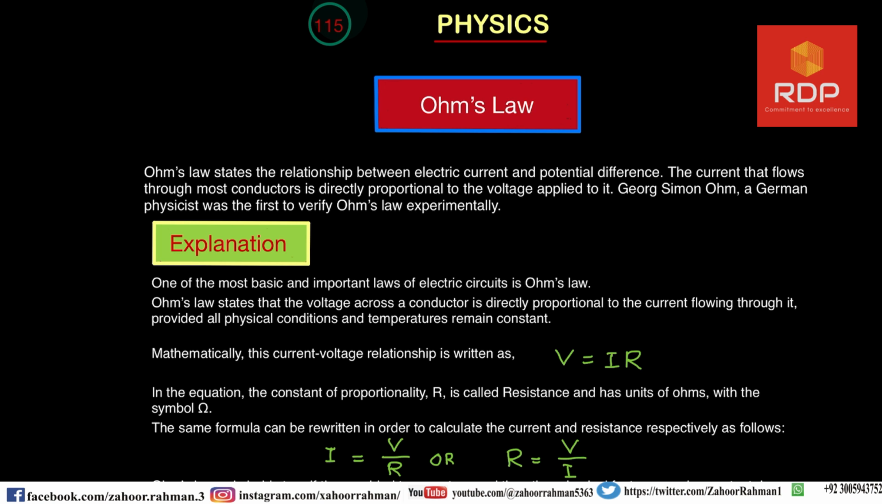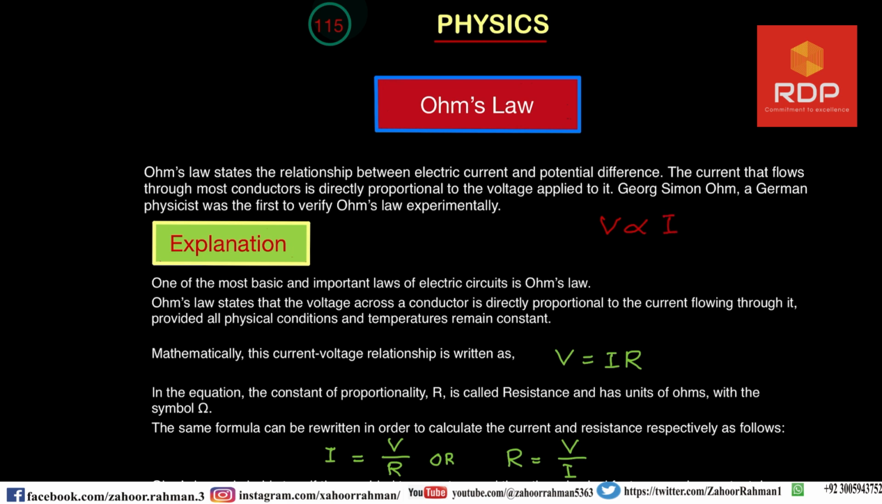This is lecture number 115 of physics, and in today's lecture we are going to discuss one of the most basic and important laws of electricity, and that is Ohm's law. Ohm's law gives us an opportunity to relate electric current and potential difference. The current flowing through most conductors is directly proportional to the voltage applied to it. So we can write that V is directly proportional to I.